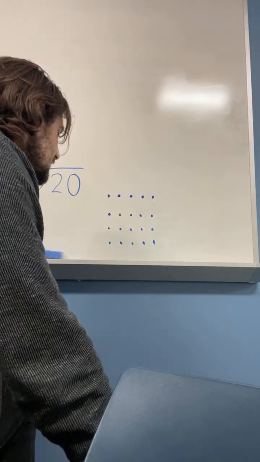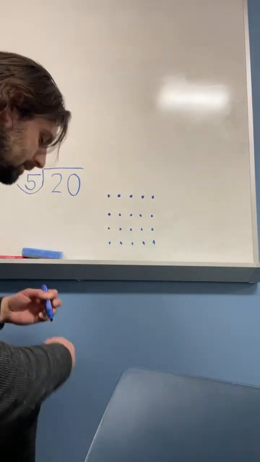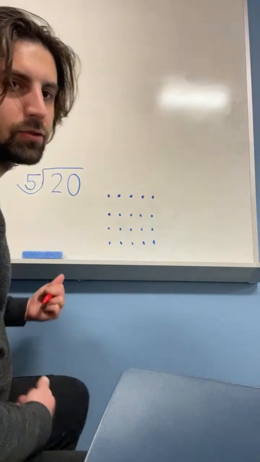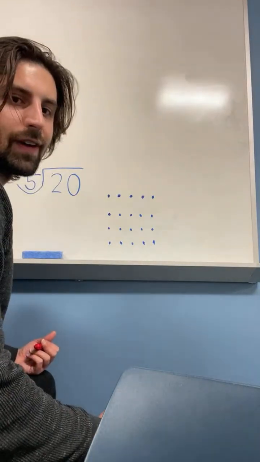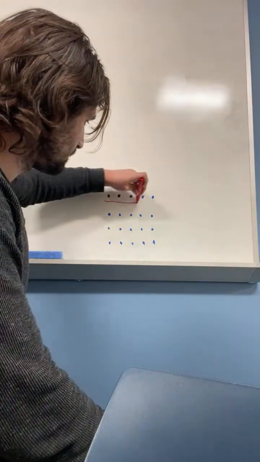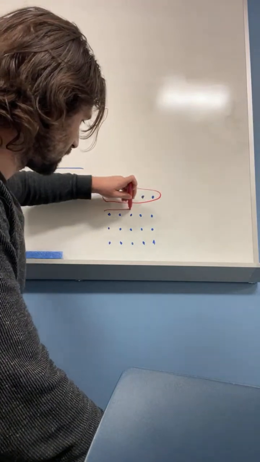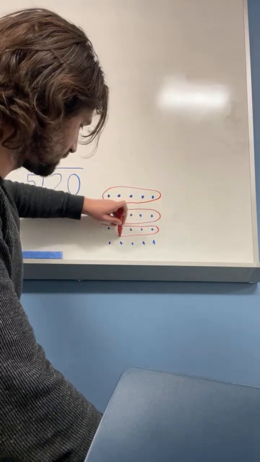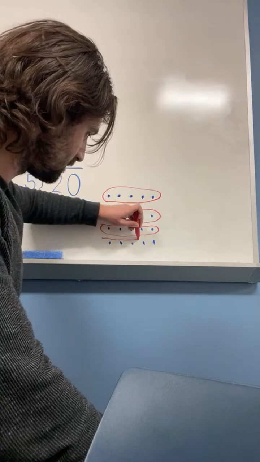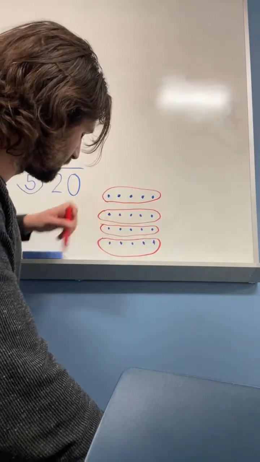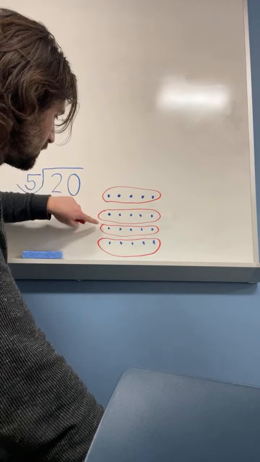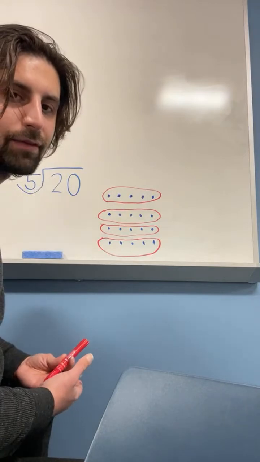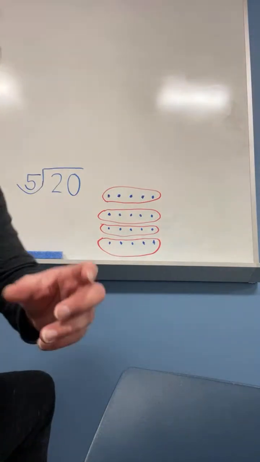So I have 20 total dots. I got 5 in each row. Now I'm going to draw a circle around each row and count how many groups of 5 that I have. All right. 1, 2, 3, 4. So I was able to get 4 groups of 5. 5 goes into 20 4 times.